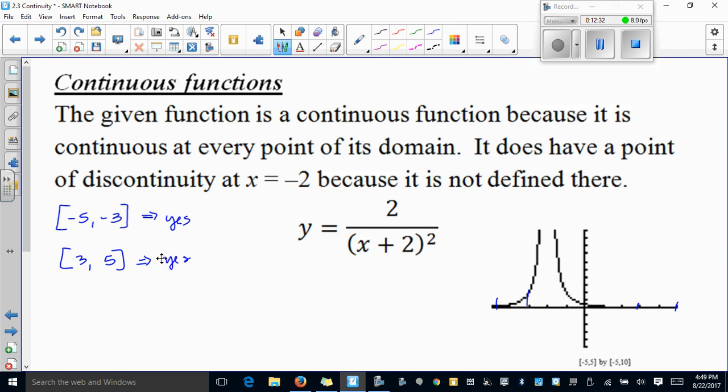But what if I say, how about -3 to 3? Now I'm looking from here to here. But it jumps the point of discontinuity here. So the answer is no. It's not continuous on the entire interval. Therefore, this guy right here is where it loses because it's discontinuous at x equals -2. And x equals -2 is in this interval, therefore it's not continuous.